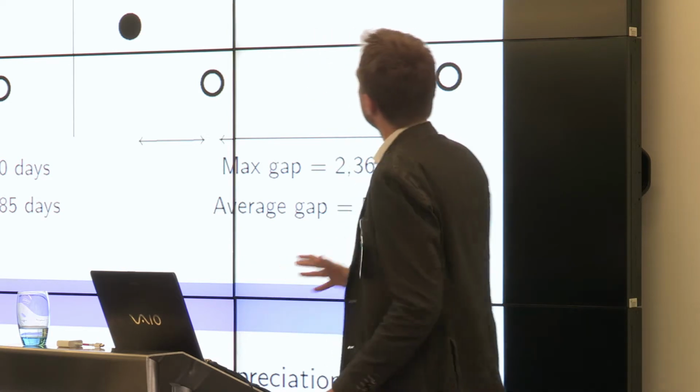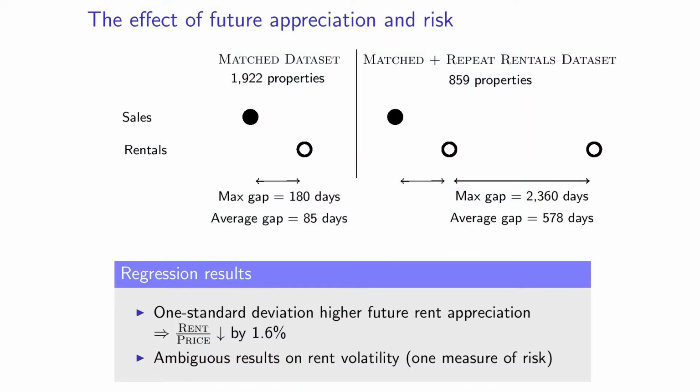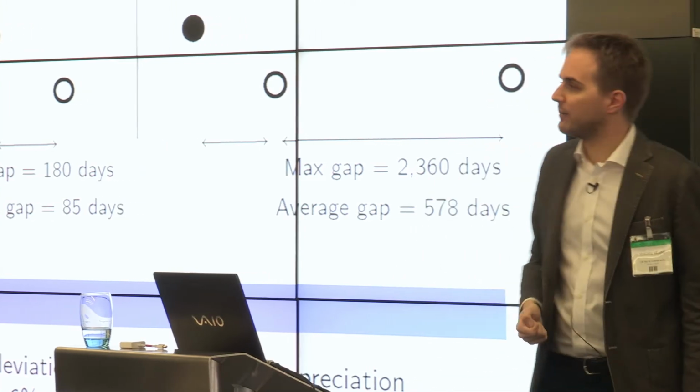So this was my matched data set where I find a sale and a rental on the same property. I found almost 2,000 data points. Now, within that sample, I look for rents on the same property. So I want, for the same property, first a sale, then a rental, and then another rental in the future, so that I can measure the rental yield and also how much rents have grown over time.